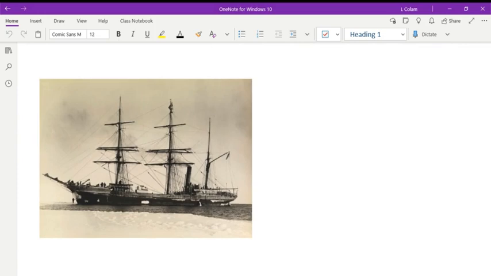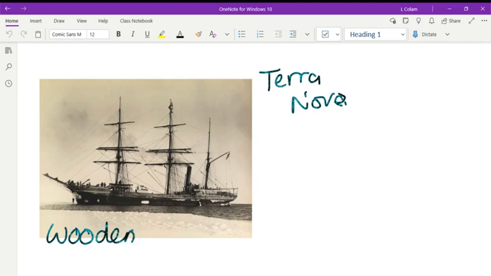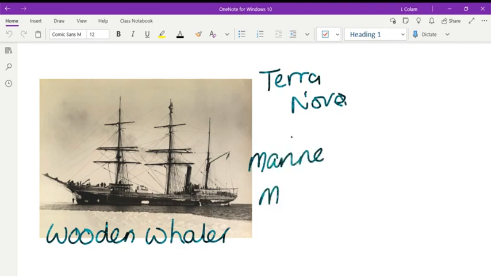And you might want to come up with some things to describe his ship. So rather than just calling it the Terra Nova, you could describe it as the wooden whaler, because it was a whaling ship. Or you could call it the Marine Maiden. So you've got a little bit of alliteration here as well.